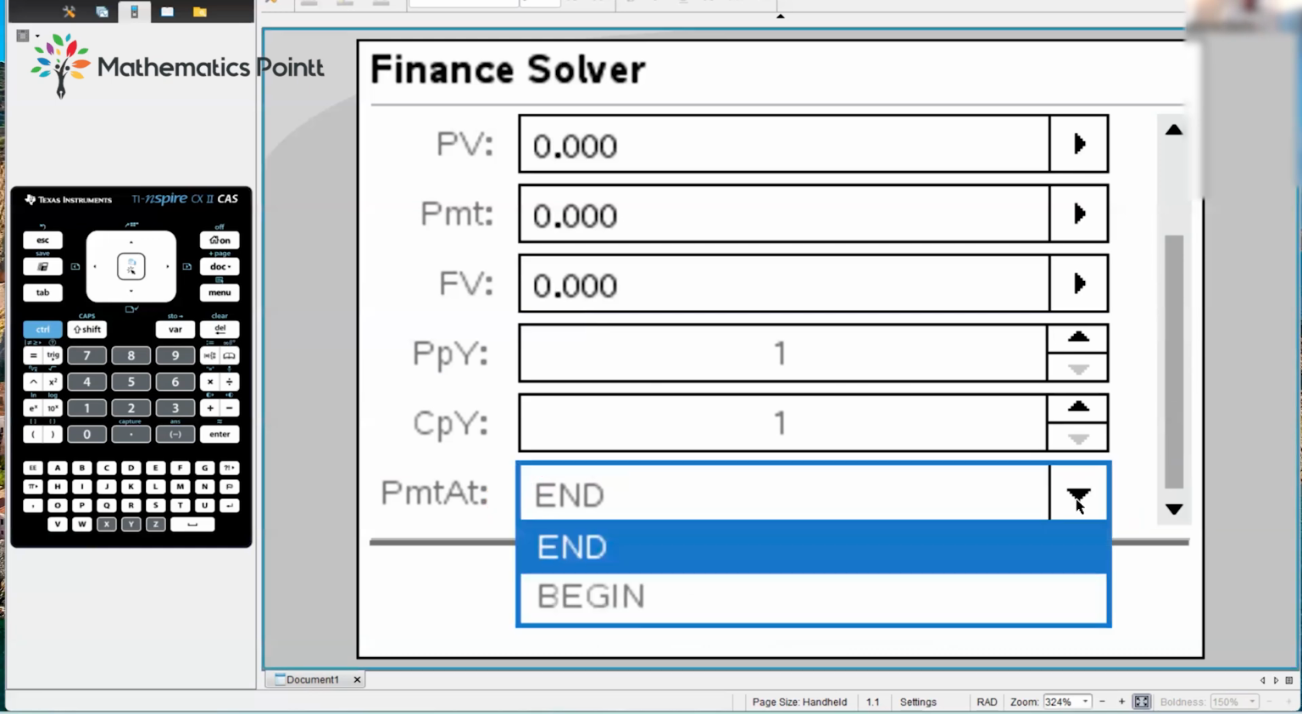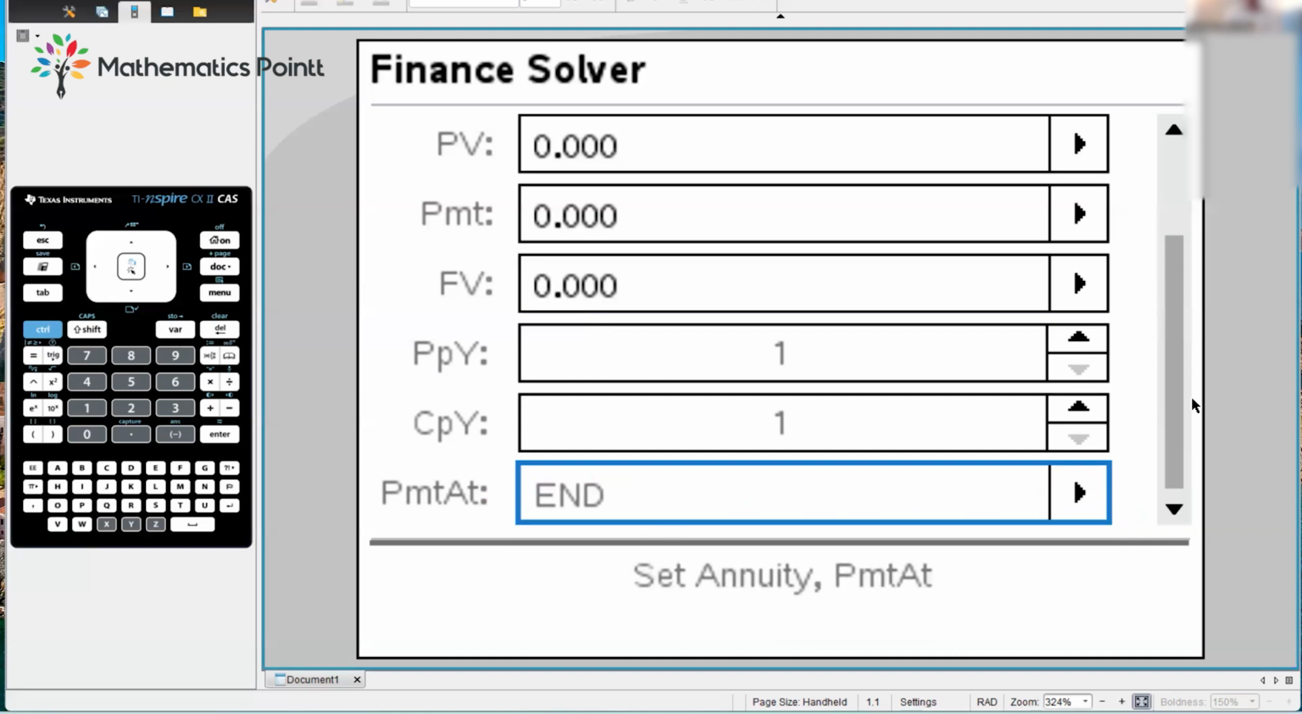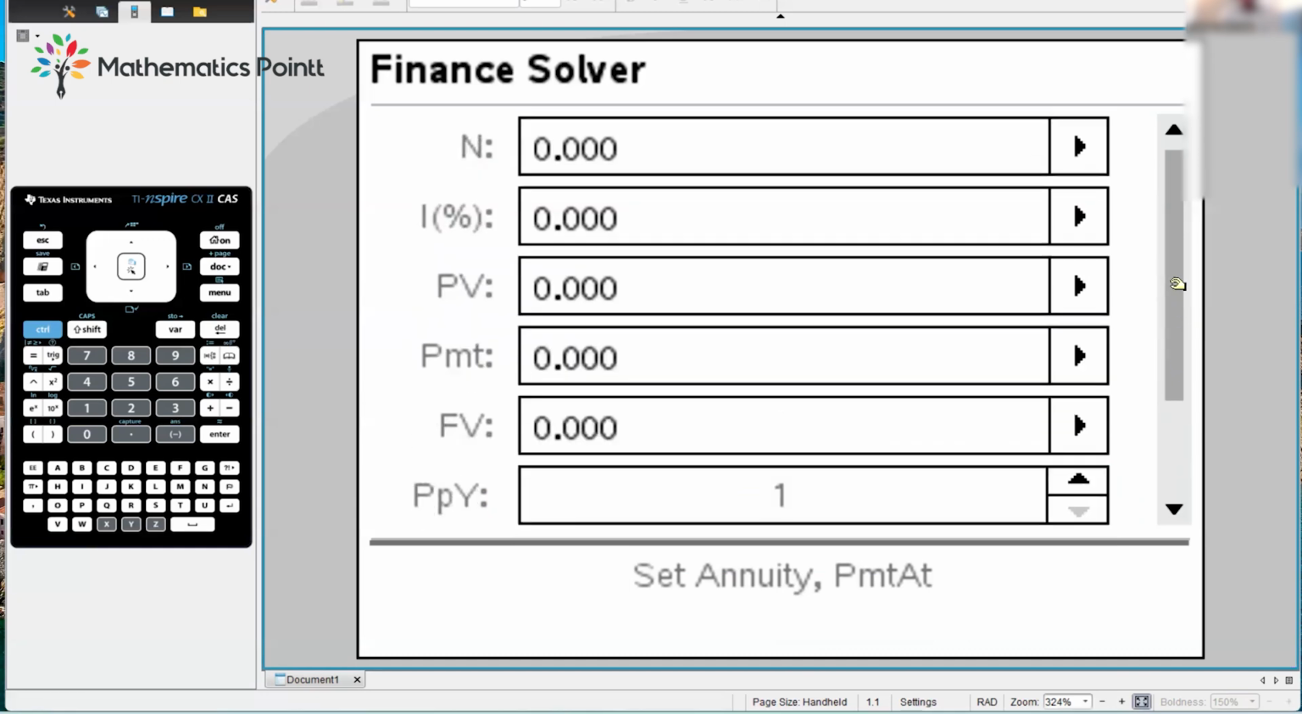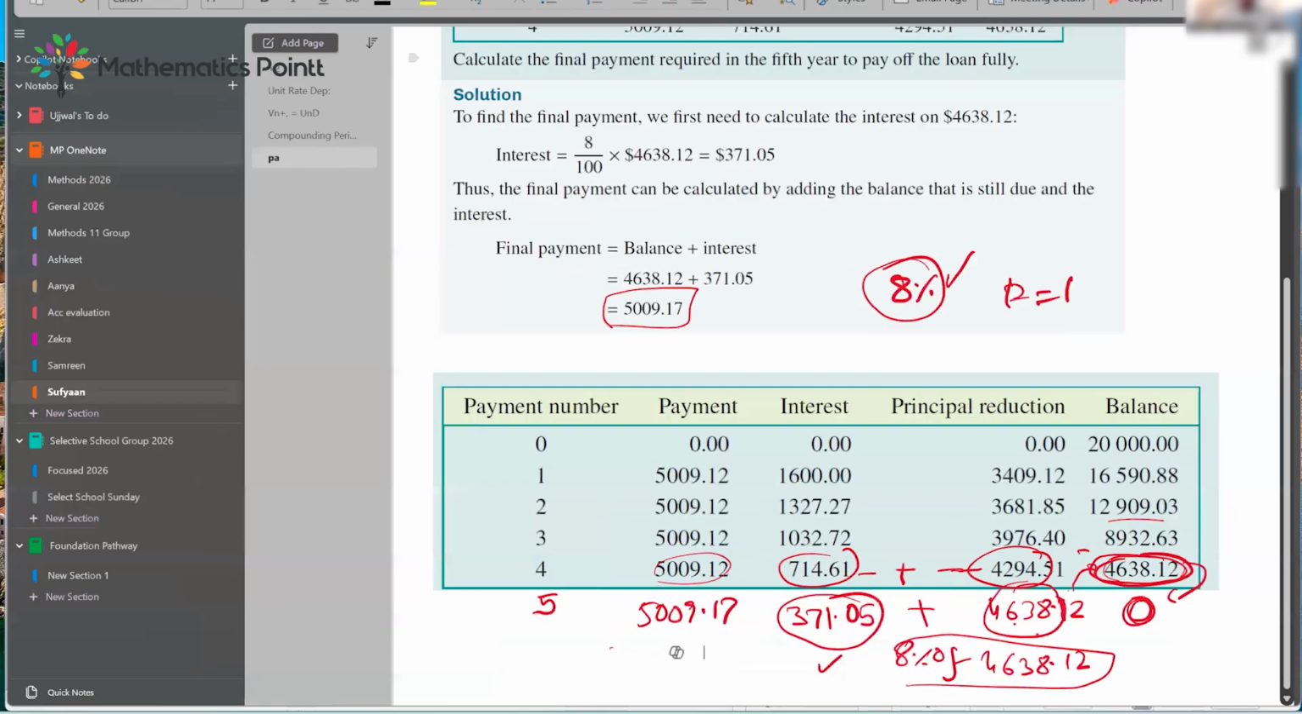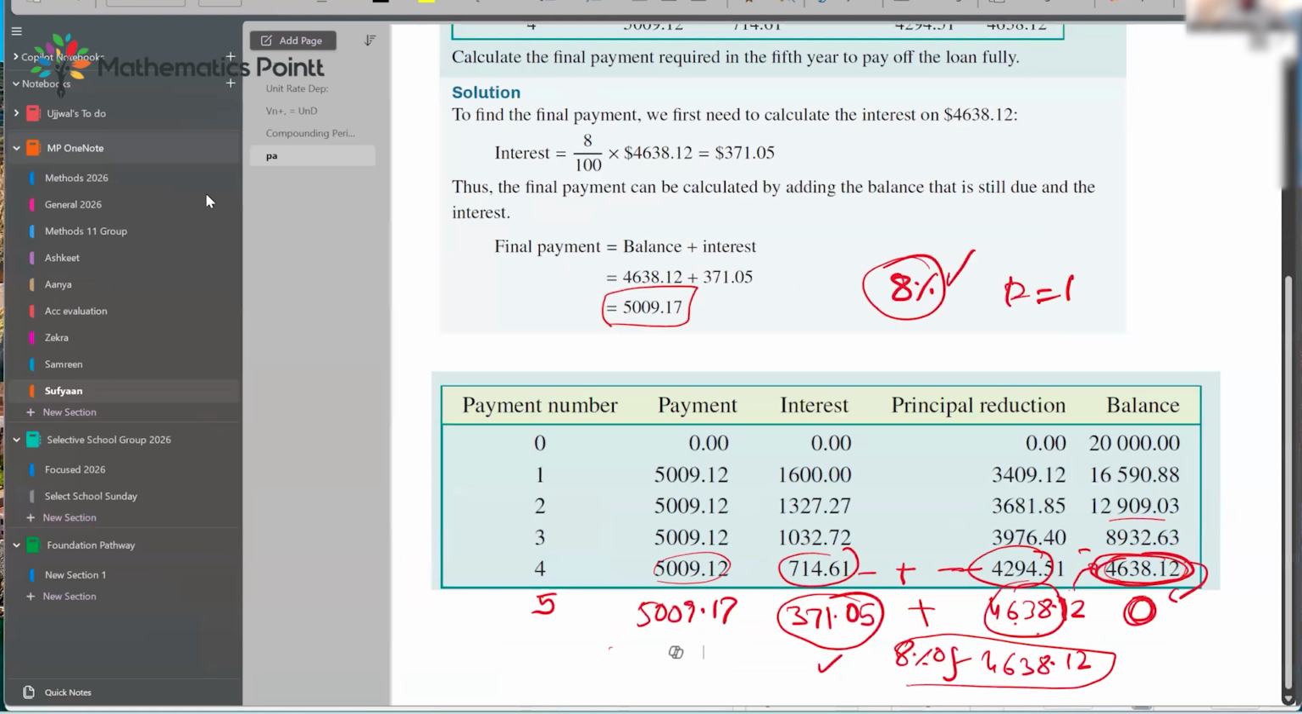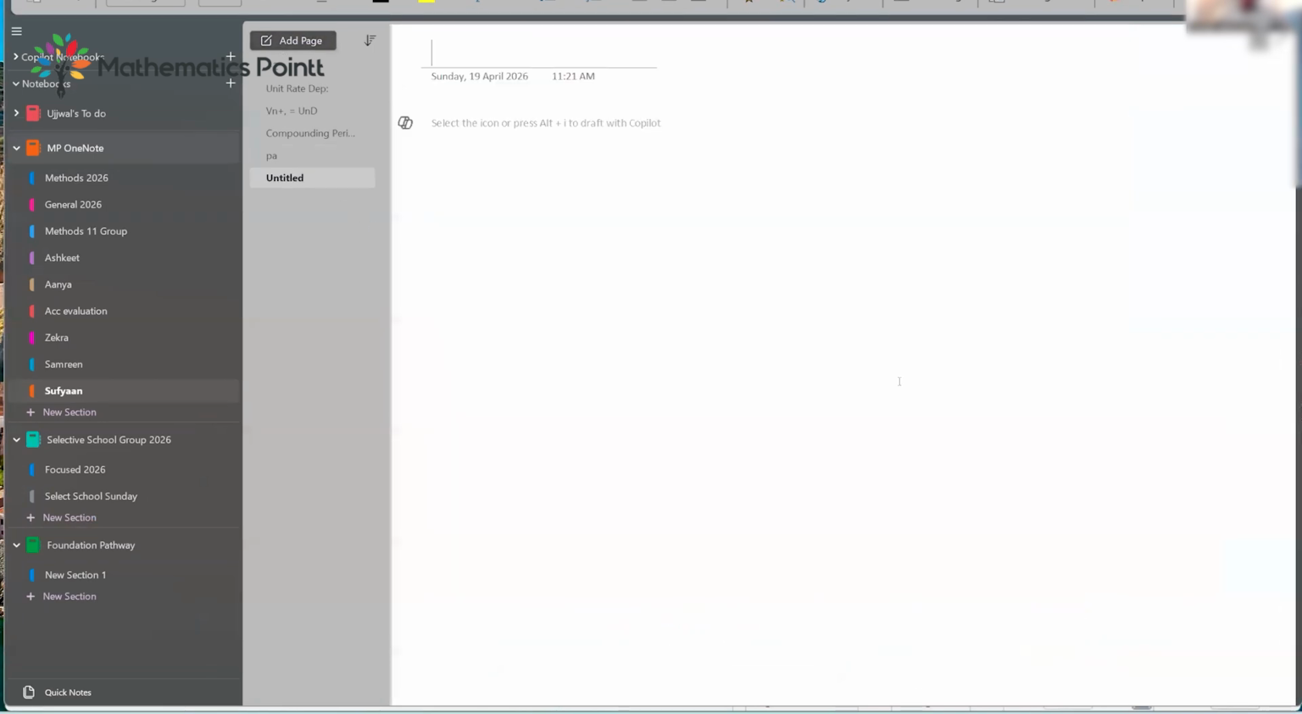And I'll show you, there's a drop down. See here. End or beginning. But by default, in 99.9% scenarios, it is always the end, and that is why schools do not bother to discuss this. All right. Now, with that in mind, let's understand another very important rule of the financial solver.